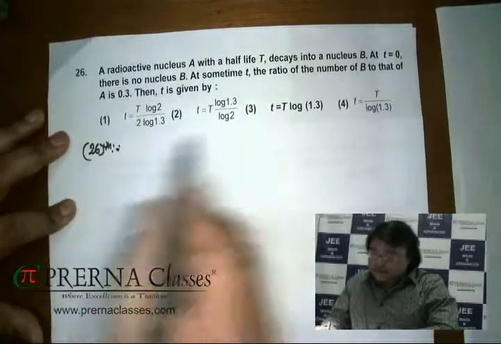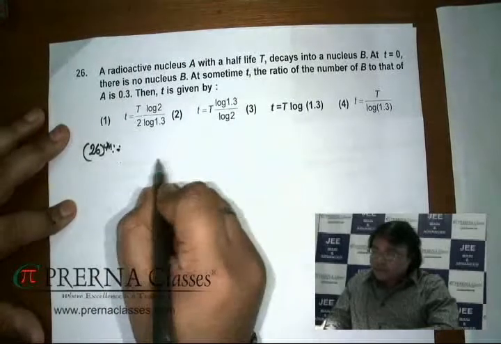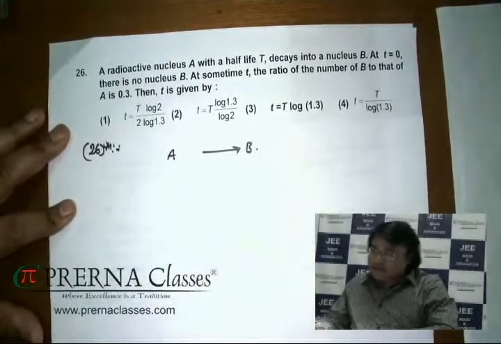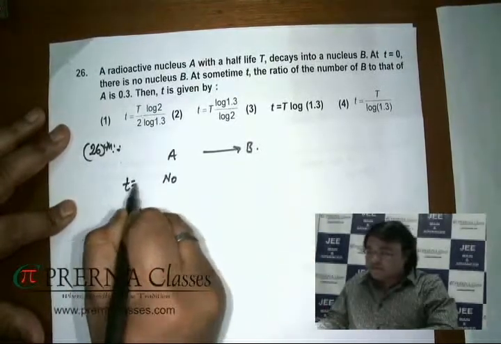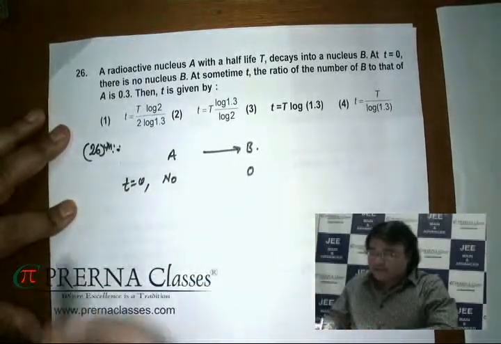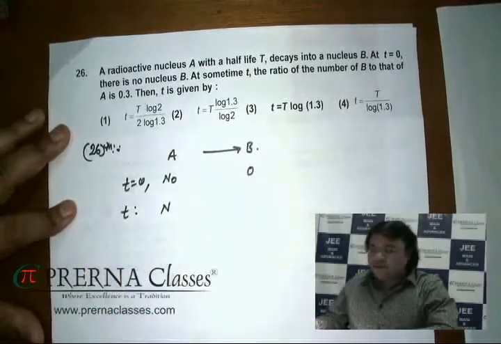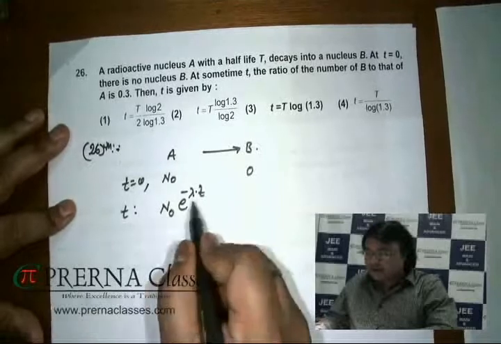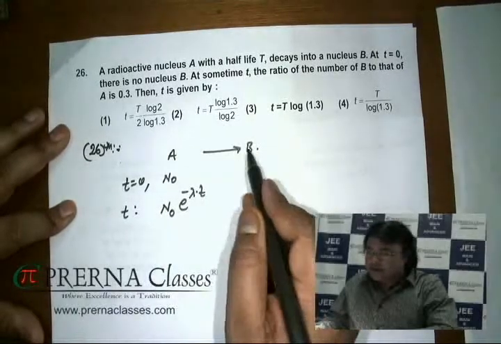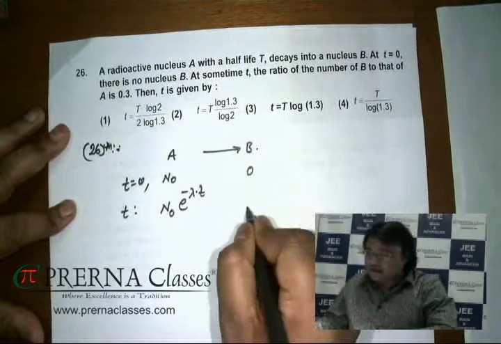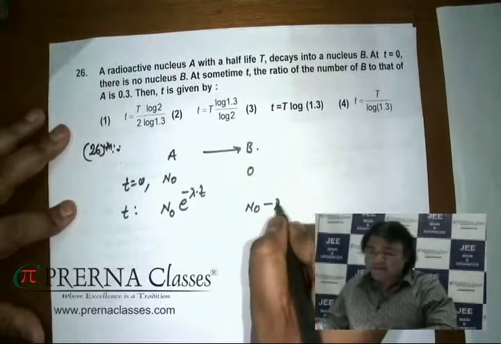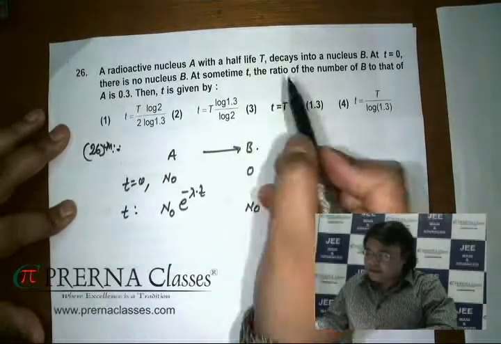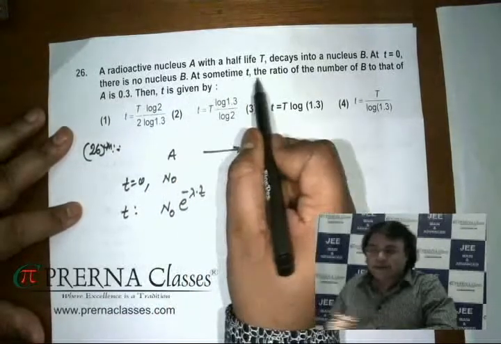Okay, next question, that means 26. It is based on radioactivity, where a radioactive nucleus A is transformed to B. If I consider the initial number of nuclei as N0, there are no nuclei of B. At any instant, the expression will be N0 e to the power minus lambda T, where lambda is the decay constant. So the number of nuclei of B at that instant will be N0 minus N0 e to the power minus lambda T.